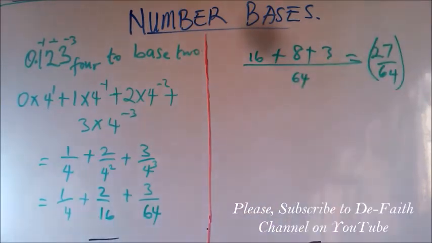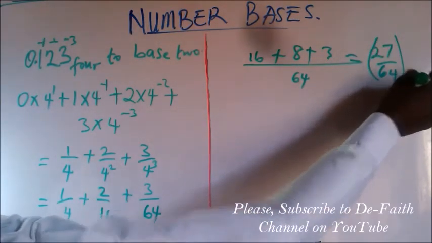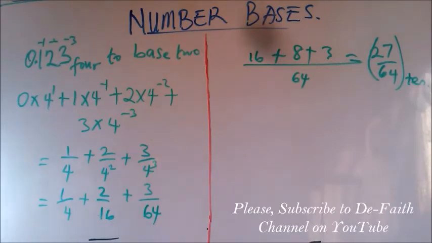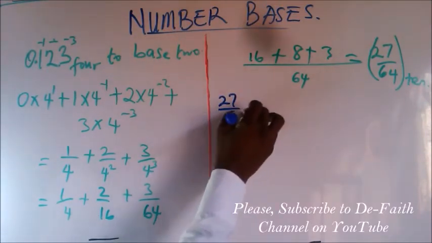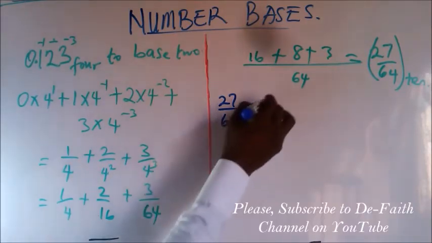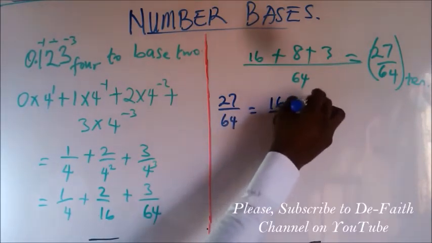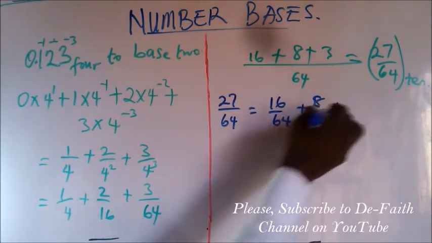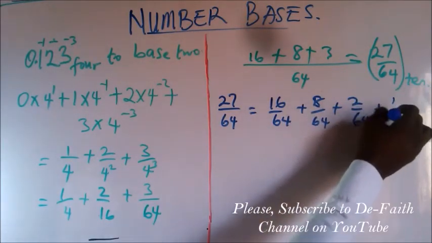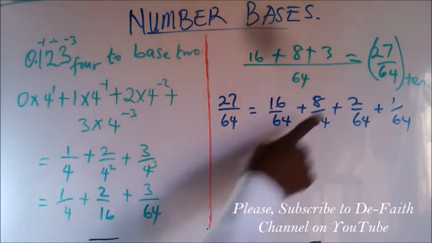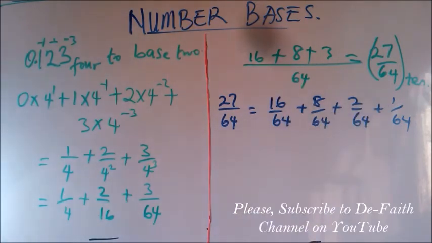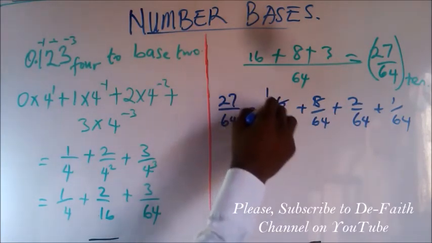So we have succeeded in converting it to a number in base 10. Now we will convert it from the number in base 10 to base 2. So to go about that, we'll look for numbers that we'll add. We have 27 over 64. The numbers that will join here are 16 over 64 plus 8 over 64 plus 2 over 64 plus 1 over 64. If we add this, we have 16 plus 8, that gives us 24, plus 2, 26, plus 1, 27. So we reduce it to the lowest term.